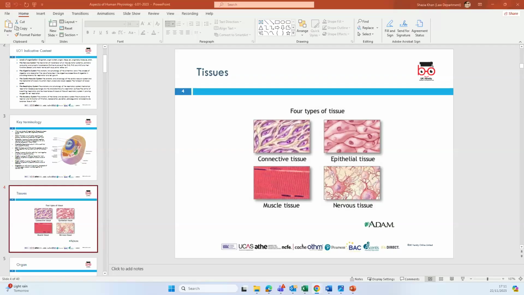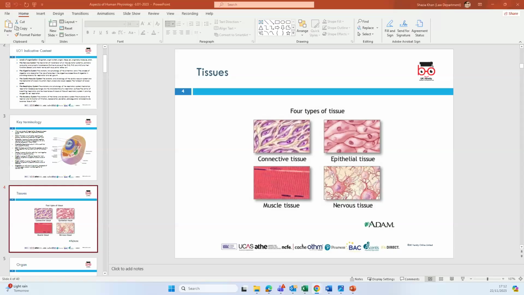And then we have the muscle tissue, which contracts to produce movement. And there are three types. So you get skeletal, smooth, and cardiac. And then finally, the nervous tissue, and that detects stimuli and transmits electrical signals throughout the body.